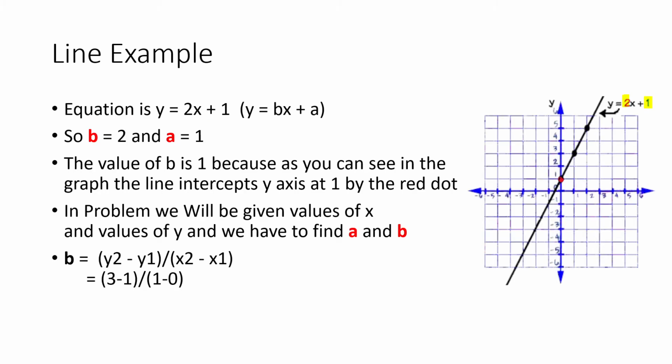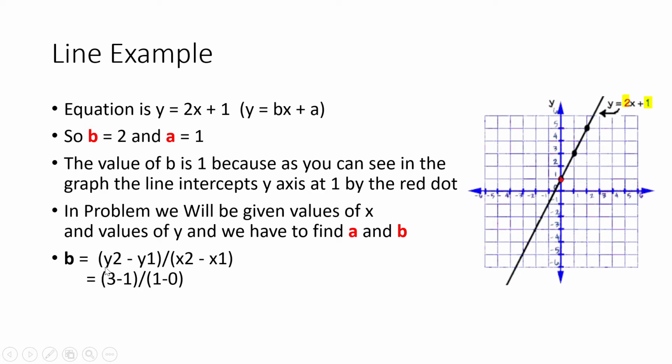Let's talk more about the equation of the line. This is a line whose equation is y = 2x + 1, where the value of b, which is the slope of the line, is equal to 2, and the y-intercept, which is a, is equal to 1. So how did we get the slope of the line equal to 2? How can you calculate the slope of a line?